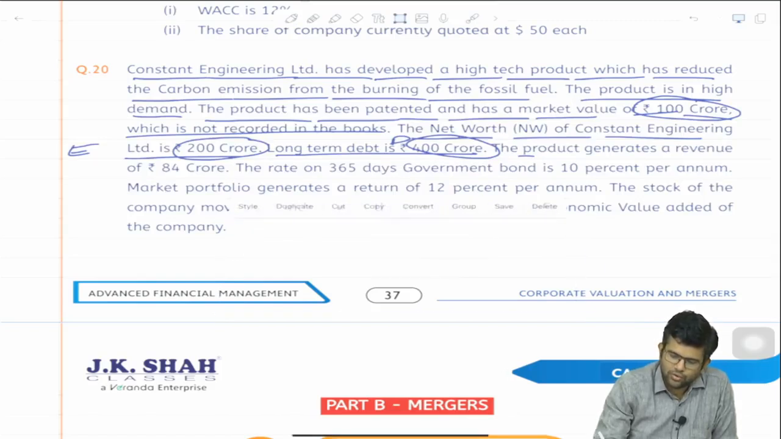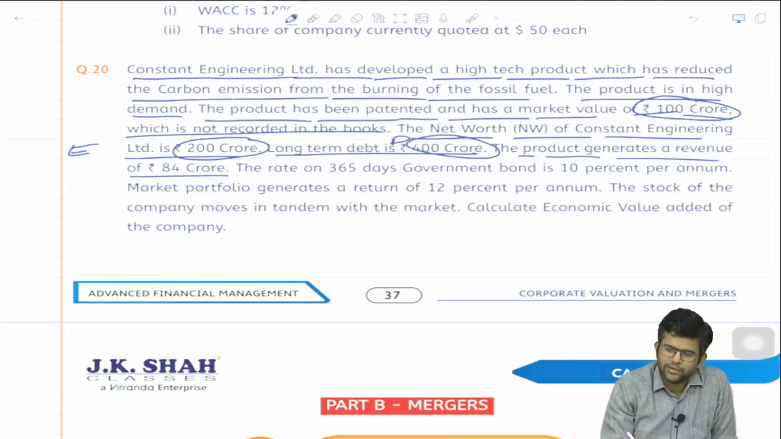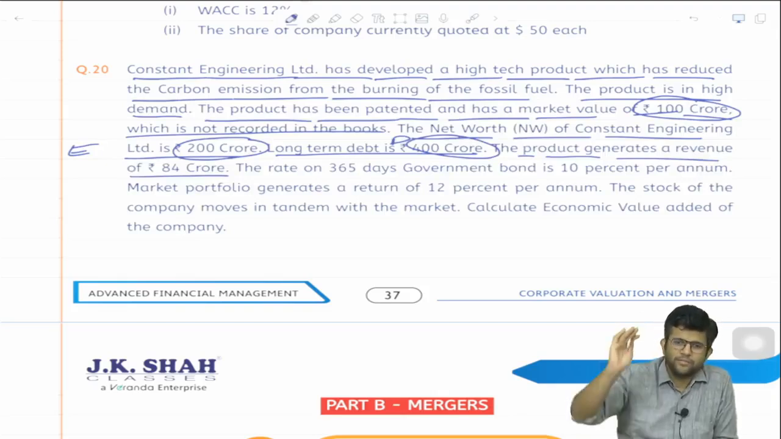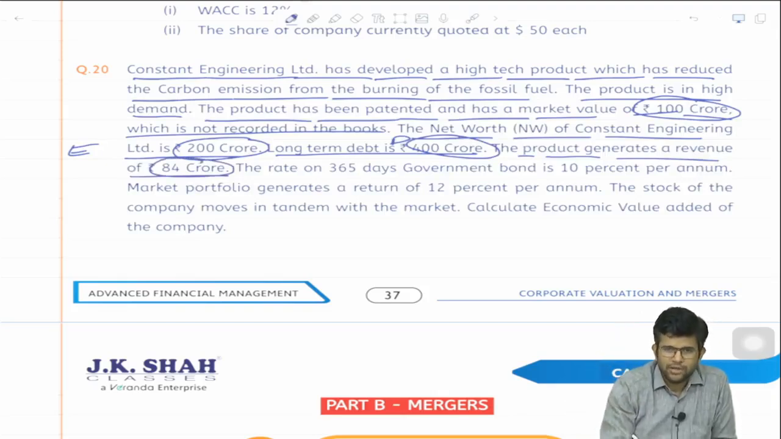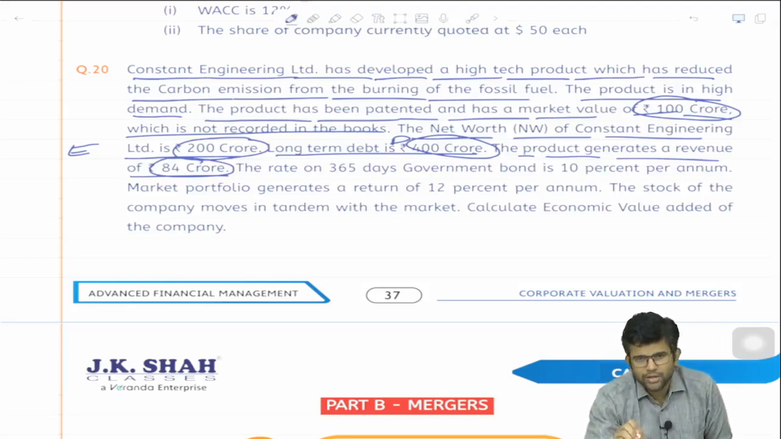Anyways, moving on. The product generates a revenue of 84 crores. Now students, if you read the question ahead, they have not given anything about EBIT. They have not given anything about tax. They have not given anything about variable cost, fixed cost, nothing. So can I say from sales of 84 crore, there is no road to EBIT. I hope you are able to understand. Costs are not given. And even if I would have got EBIT, the tax rate is not given to do EBIT into 1 minus T.